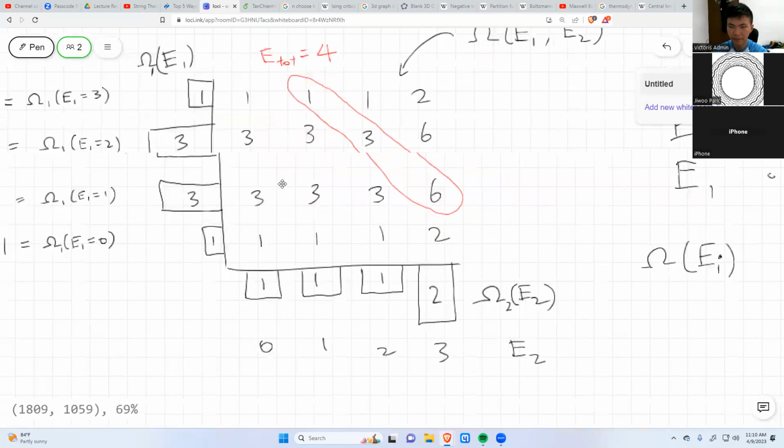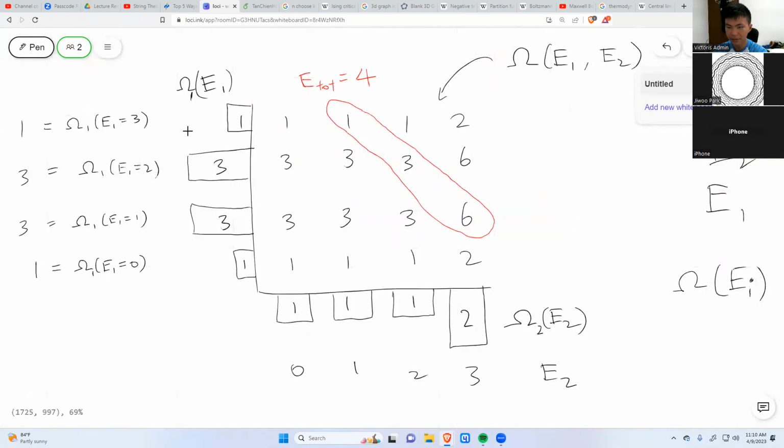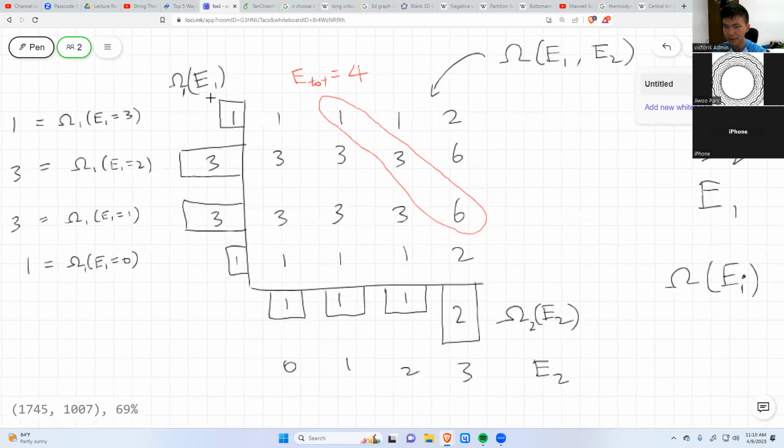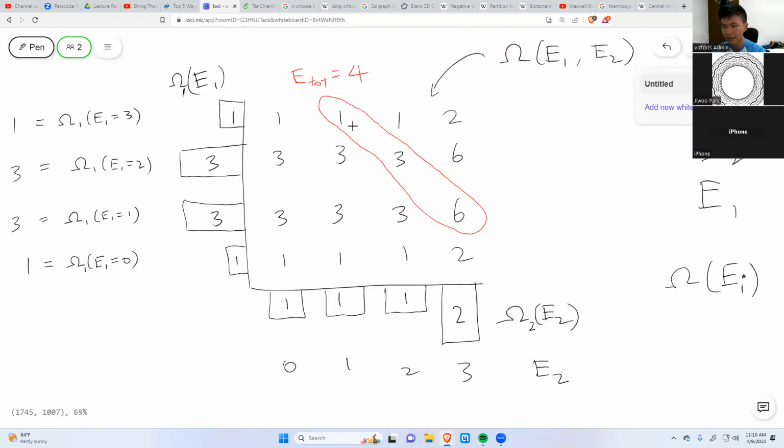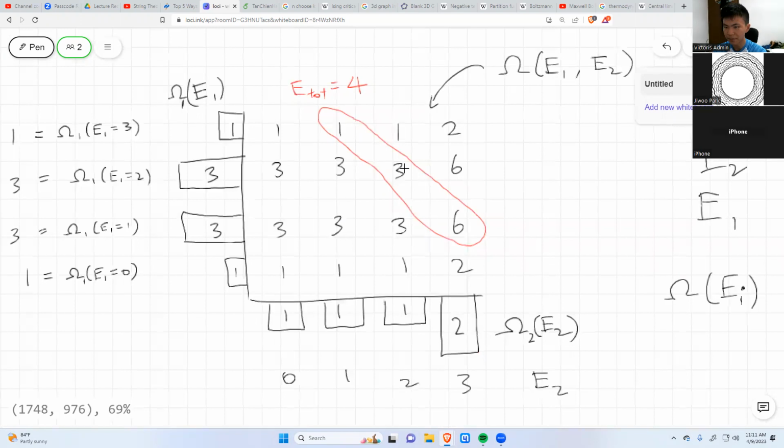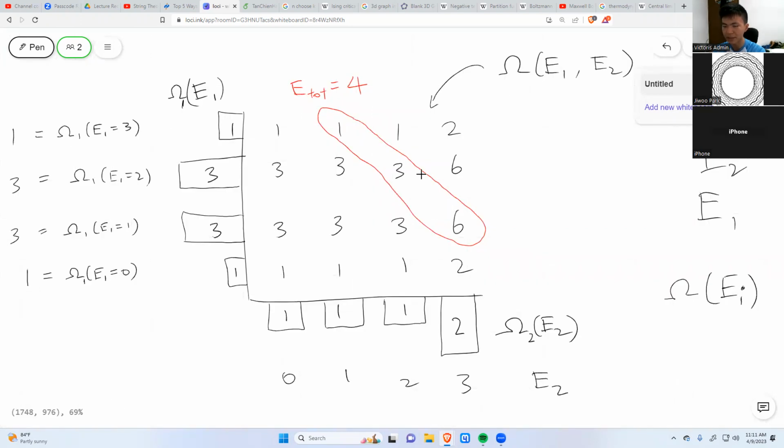So the key is that when you connect two systems together, their microstate distributions just multiply pointwise. So for example, if on the left over here I have a microstate distribution which is 1, 3, 3, 1, and on the bottom 1, 1, 1, 2, right? Then they just multiply pointwise. Because the microstate count is the number of possible states for that given energy level, and each composite system would have A times B.